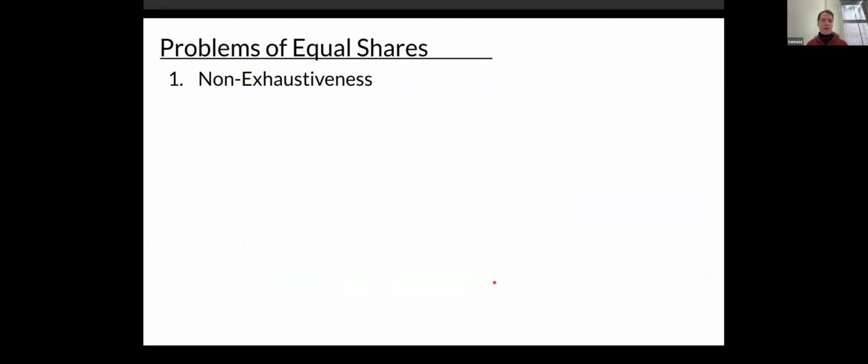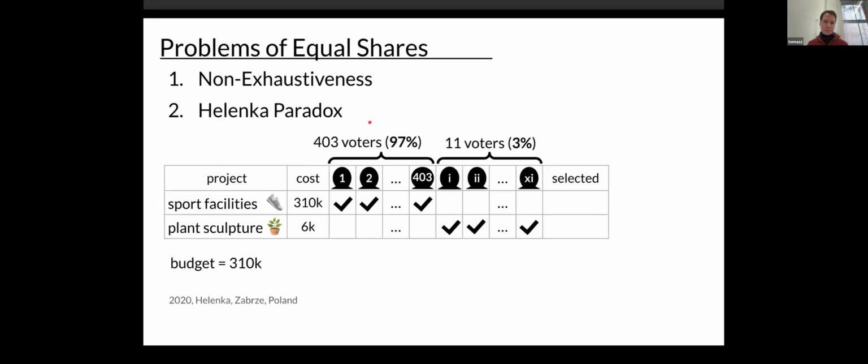And we say that equal shares is not exhaustive, and this is actually quite a problem because it happens quite a lot in real life, so there are different completion methods that were proposed to deal with this problem, but they also have their problems, so it's not very nice. But I think what is an even more important problem of the method of equal shares is what we call the Helenka paradox.